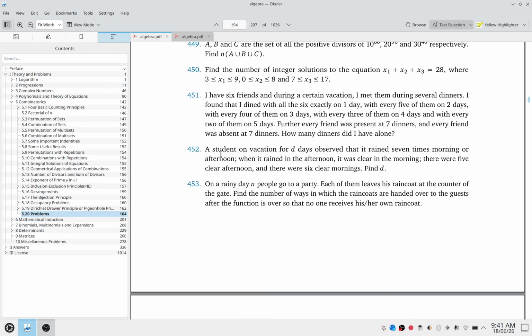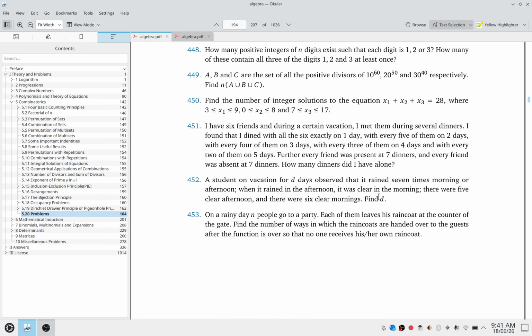Question 452 says that a student on vacation for D days observed that it rained 7 times, morning or afternoon. When it rained in the afternoon, it was clear in the morning. There were 5 clear afternoons and there were 6 clear mornings. Find D.